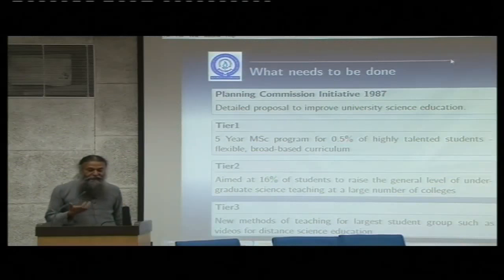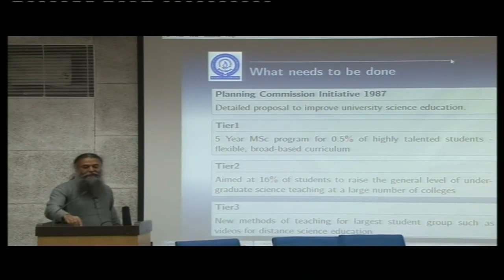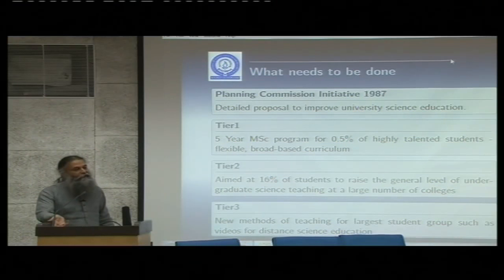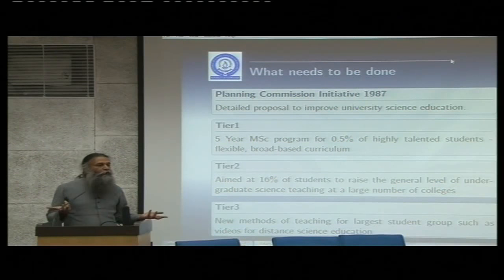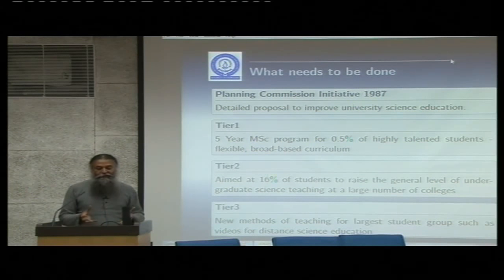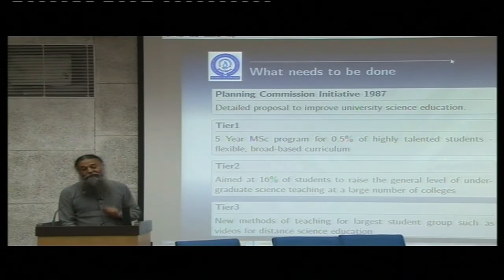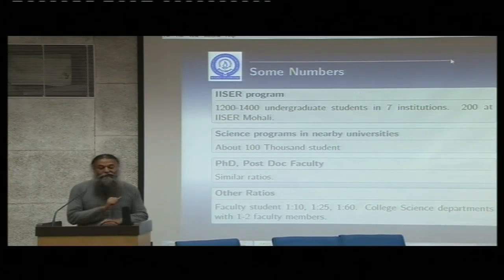Now, what is happening in these initiatives is that one is talking only about tier 1. Nobody is talking about tier 2 and tier 3. So, based on this document, you create elite institutions, few of them, and you are very happy about them, but you don't even talk about how you are going to connect with tier 2 and tier 3 of the proposed revamping of the science education system.